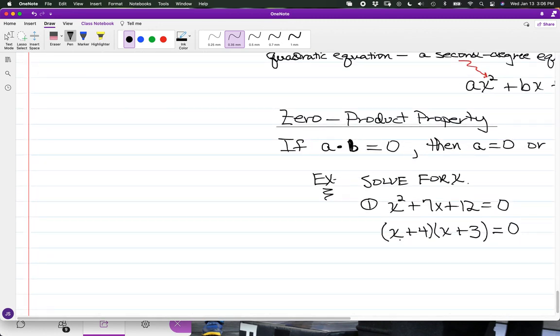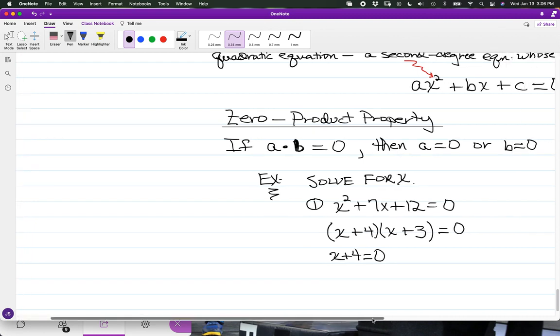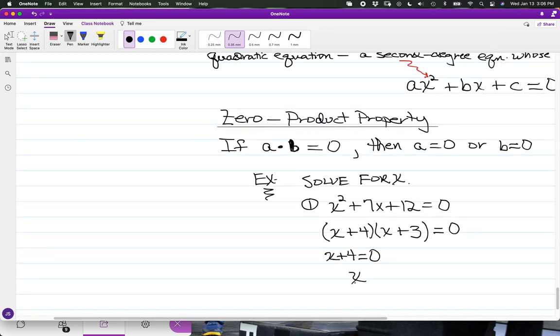So if x plus 4 is a 0 factor, we have x plus 4 is equal to 0, and from this we want to have x equal to negative 4. And if, on the other hand, we have that x plus 3 is equal to 0, we're going to have that x is equal to negative 3.